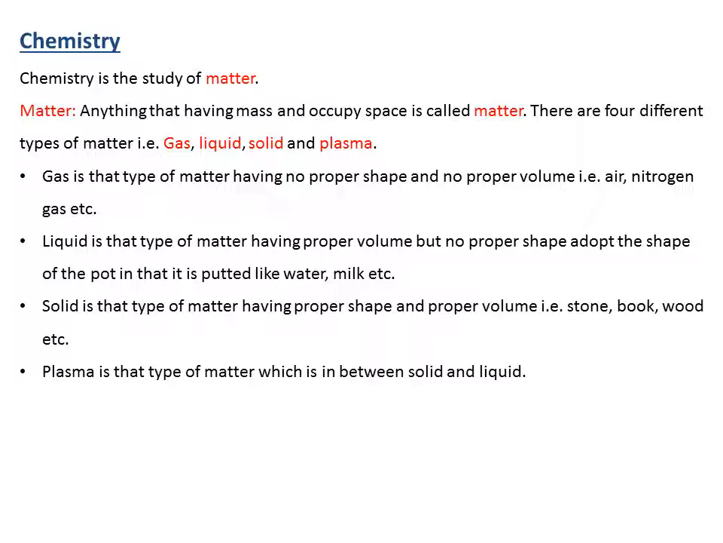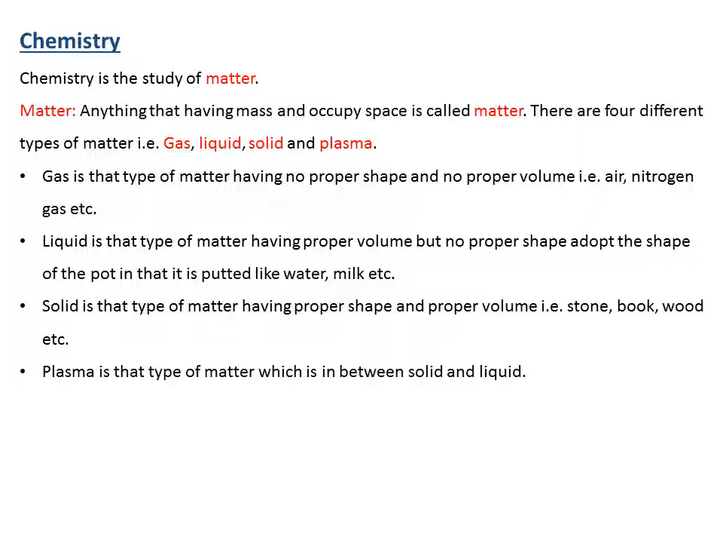Chemistry. What is chemistry? Chemistry is the study of matter. The question arises, what is matter? Anything having mass and occupying space is called matter. There are four different types of matter, that is gas, liquid, solid, and plasma.